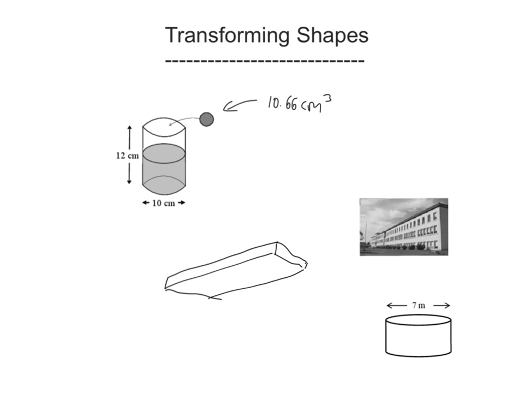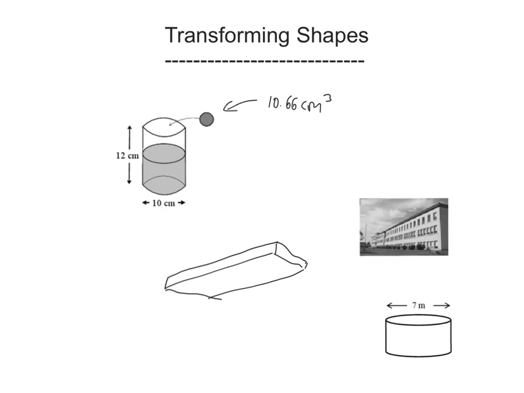So one of the final types of problems that you can have, and perhaps one that students find the most difficult, is what I call a transforming shape problem. And I'm going to give you 2 examples here. So the first one, we have a golf ball that's been thrown into a cup of water, and the question is, when the golf ball is put into the water, how much does the level of water rise by?